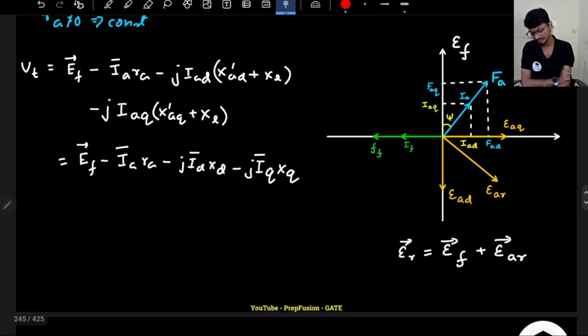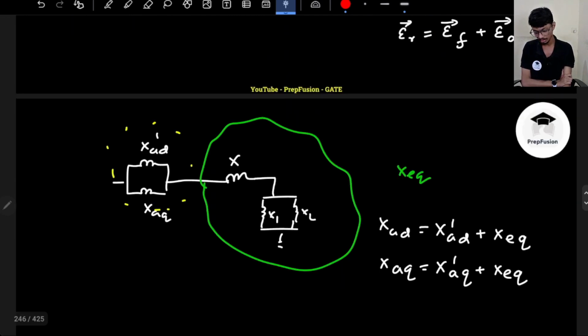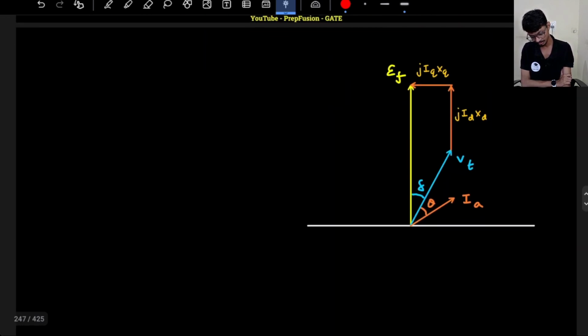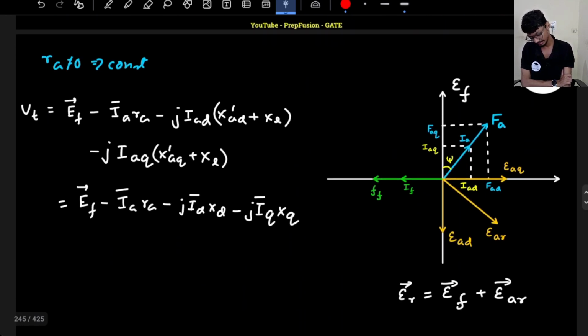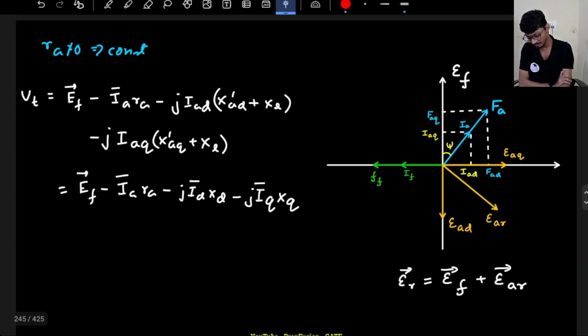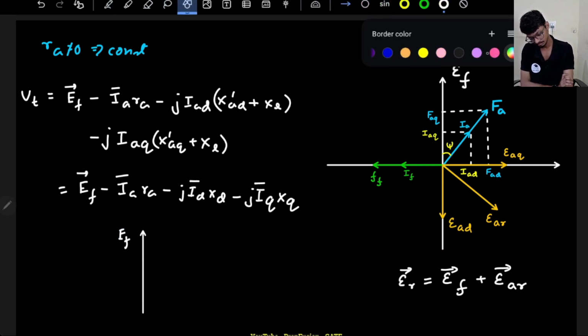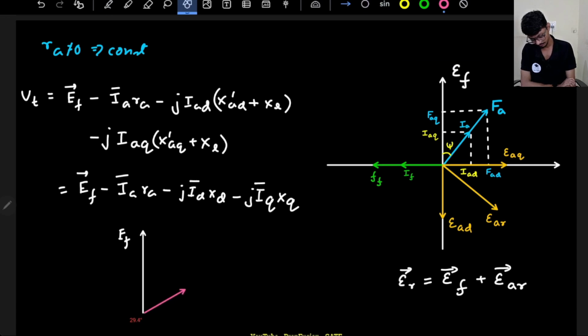Okay, now let's come back to the phasor diagram. How will the phasor diagram look? The phasor diagram will be very simple. First of all, I will draw the phasor diagram here. It is already drawn over here, but let me draw it briefly, otherwise you will get confused. So this is my EF, and this is my, let's say, IA.